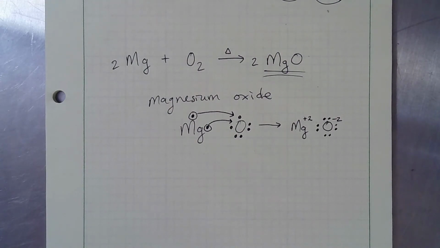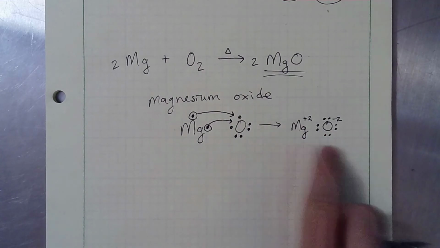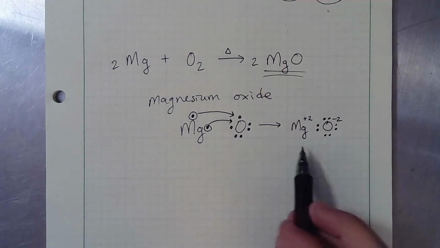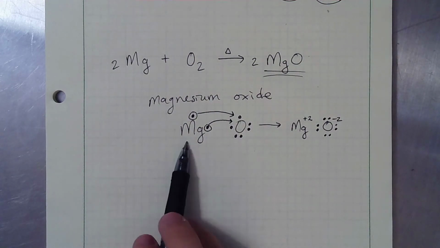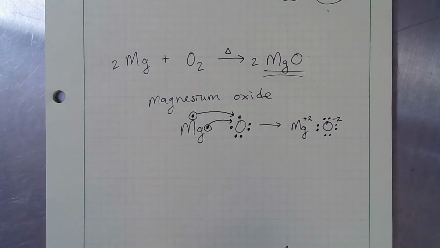So we end up with a stronger attraction here because these charges are bigger, right? And if you remember Coulomb's law, the bigger the charge, the stronger the attraction. So there you go. That's a new chemical here. Magnesium is a metal. Oxygen is a gas. Magnesium oxide is kind of like a white chalky substance. It really does feel like chalk.